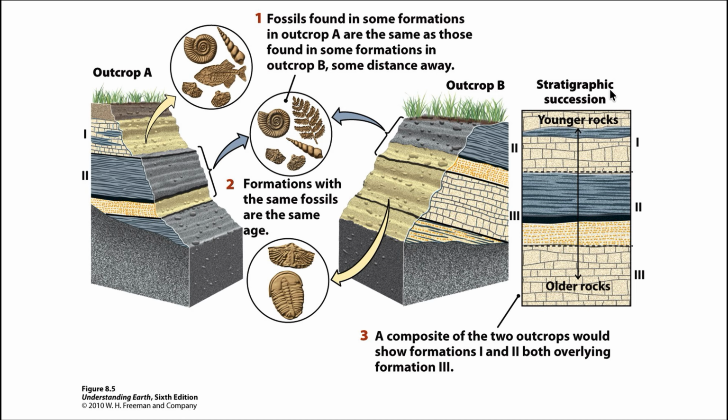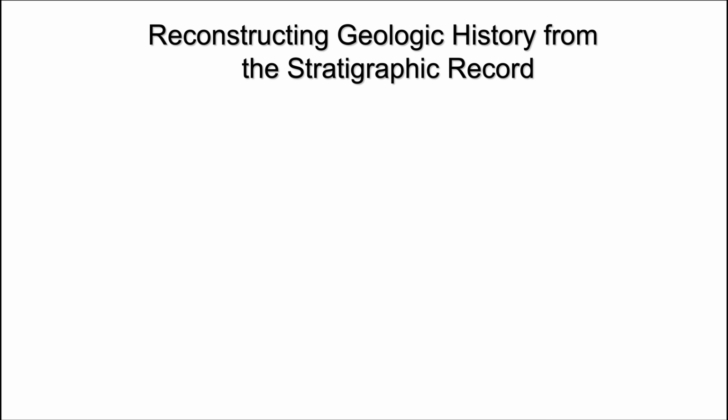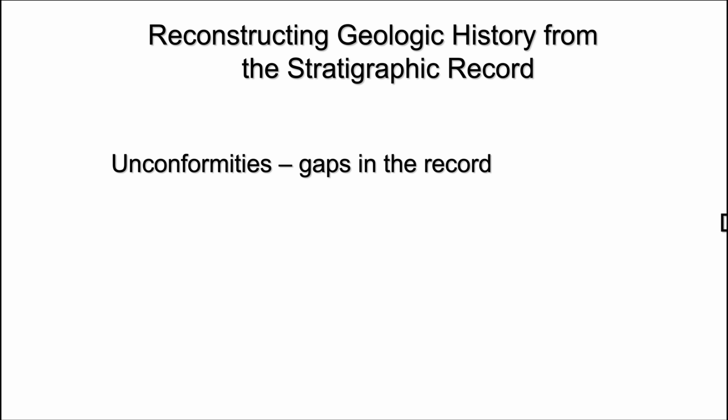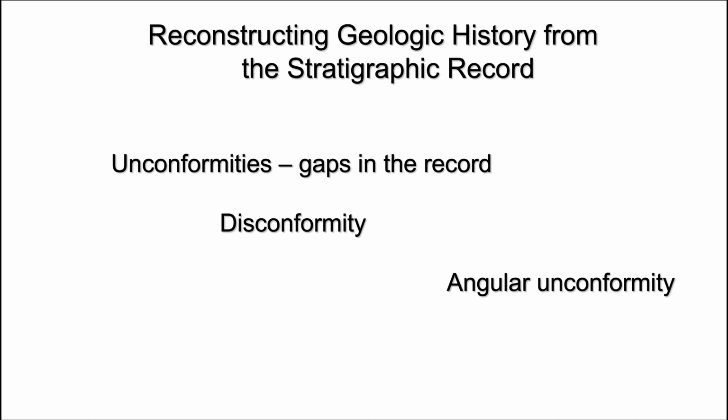Putting all this together, we can generate a stratigraphic section. Again, with the older rocks on the bottom, intermediate rocks in the middle, and youngest rocks on top. When we started reconstructing geologic history from the stratigraphic record, we noticed that there were sometimes gaps in the record. These are called lacuna, i.e. something that's missing. These are apparent in disconformities and angular unconformities.